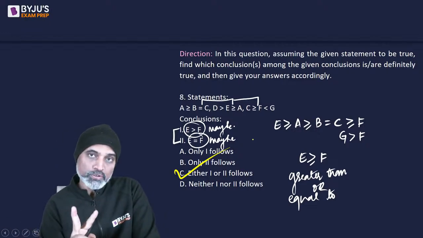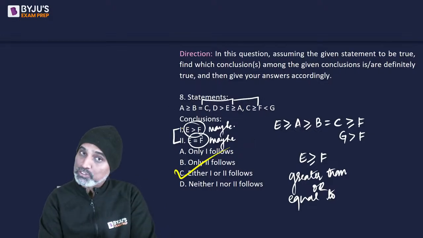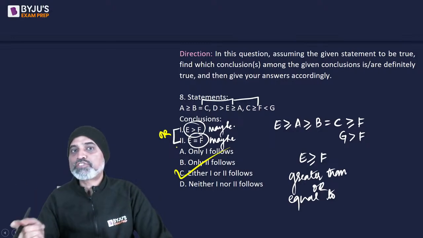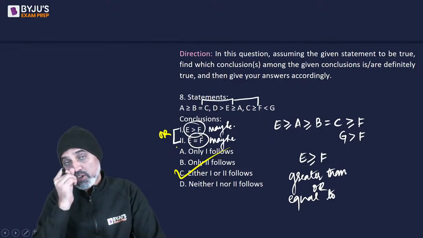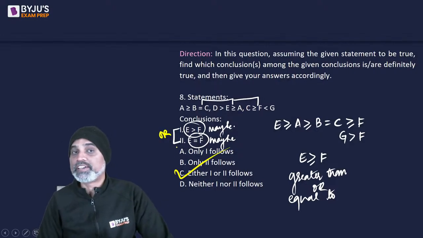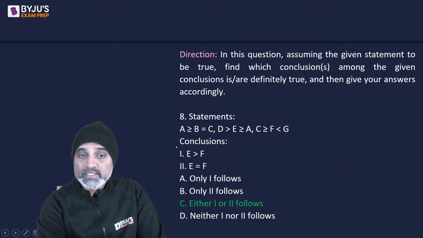Both will not follow. One of them is definitely true, but either E will be greater than F or E will be equal to F. If E is equal to F, then it is not greater, and if E is greater than F, then it is not equal. So if E is greater than F, then they are not equal, and if they are equal, E is not greater, right? So C makes sense.